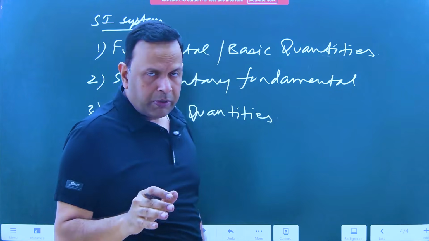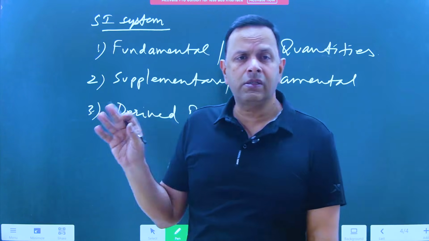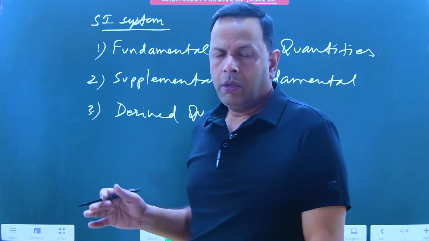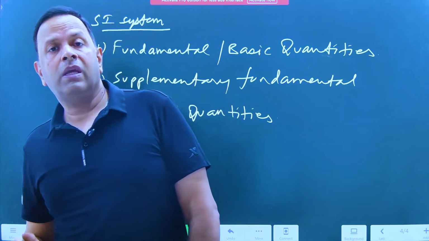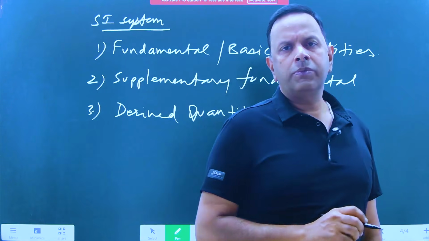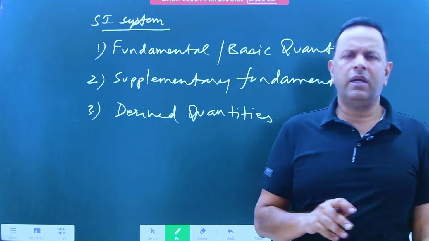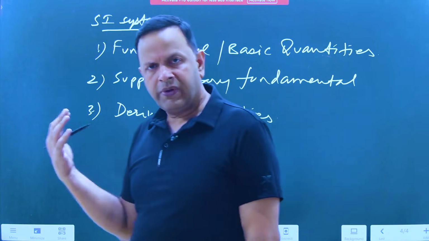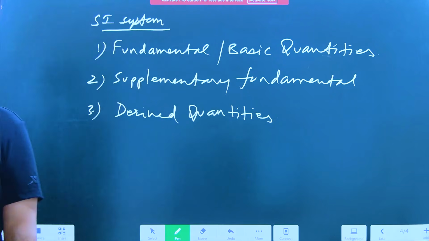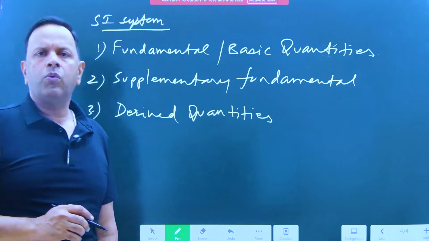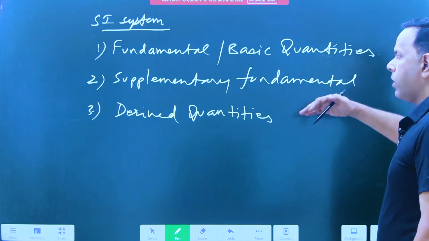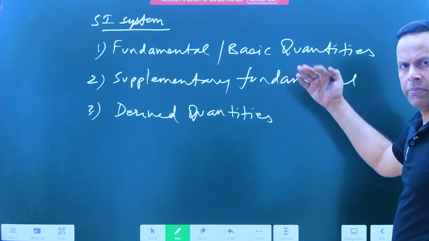If I'm not wrong, you would have read this classification somewhere in class 9 also. In chemistry, not even in physics. In chemistry, I think this description is there. I remember about the CBSE text, I don't remember about the other ones, but somewhere I'm sure you would have heard these words: fundamental quantities, supplementary fundamental, and the derived quantities. So which are these fundamental, supplementary, and derived? Let's take them one by one.